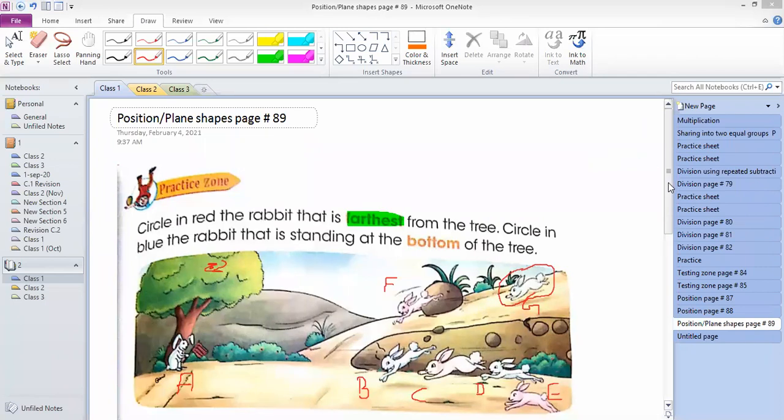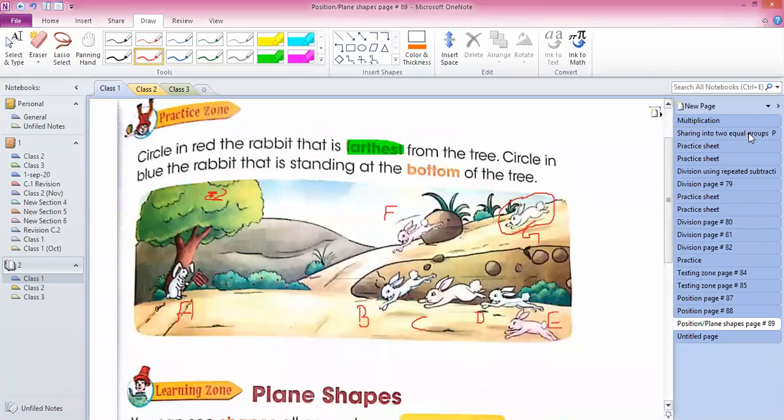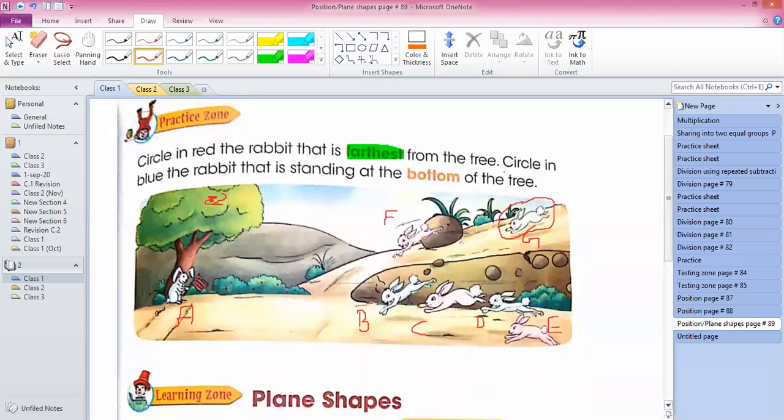Now, I have another question for you. Circle in red, okay? Use red color to make a circle for that rabbit, or you can color it also. Now the second question, circle in blue the rabbit that is standing at the bottom of the tree.